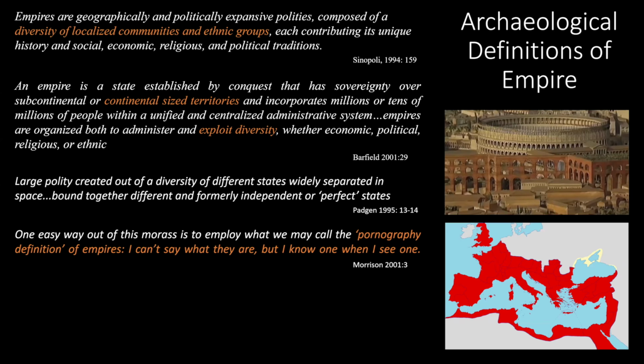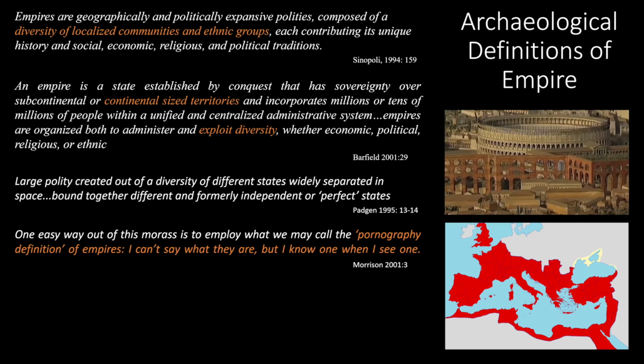There have been lots of definitions of empire and imperialism. These are some from a few books written by archaeologists about the archaeology of empires. The two quotes here from 2001 are both from the same book, which was an edited volume on the archaeology of empires. There's a lot of overlap in these definitions, but they tend to focus on very, very large states.